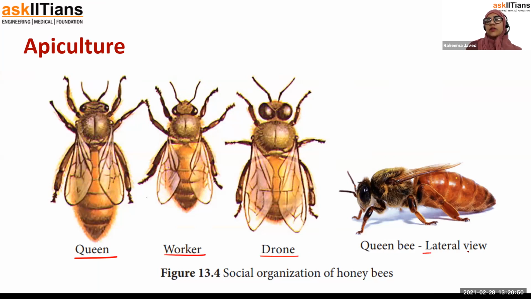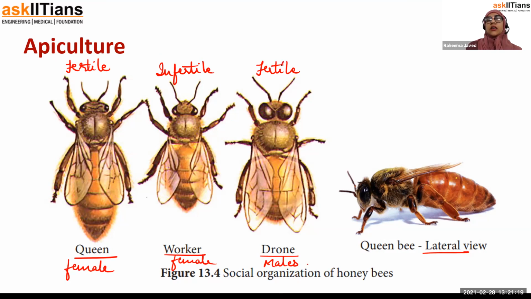This is the lateral view of a queen bee. Queen bee is female. Worker bees also are females, but drones are males. Queen is the only fertile female, and worker bees all are infertile. So queen bee is only involved in laying the eggs. The drones are fertile males. And bees are basically colonial insects.